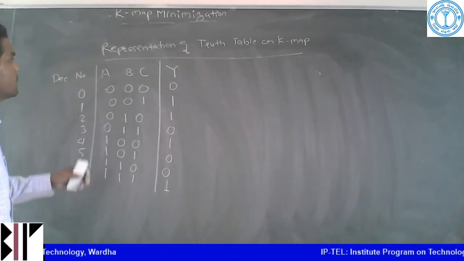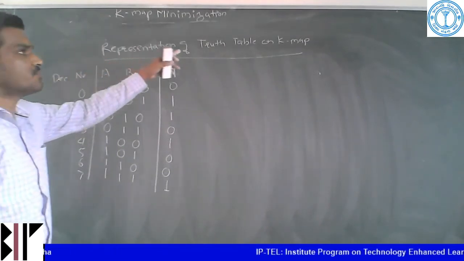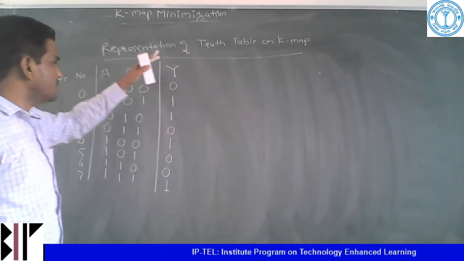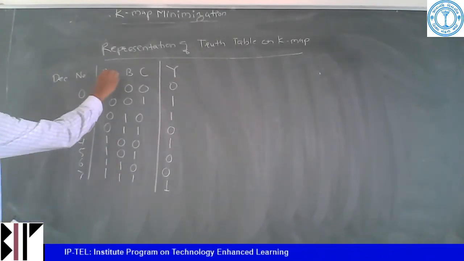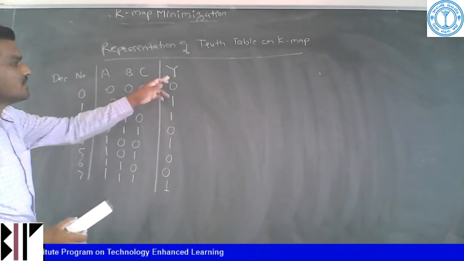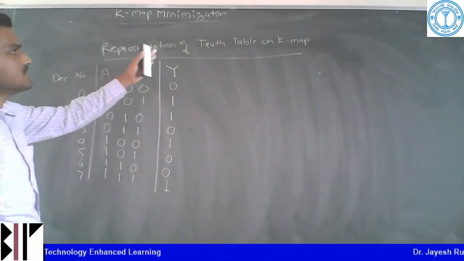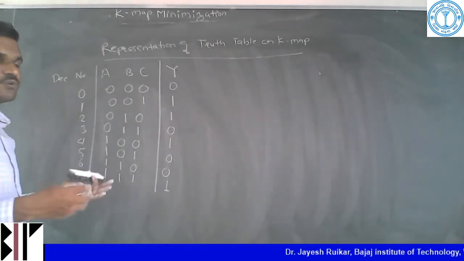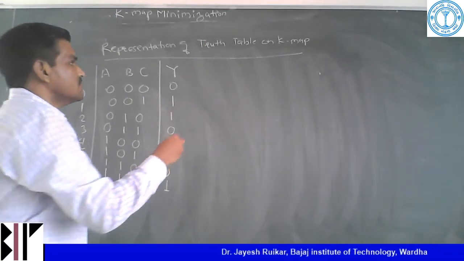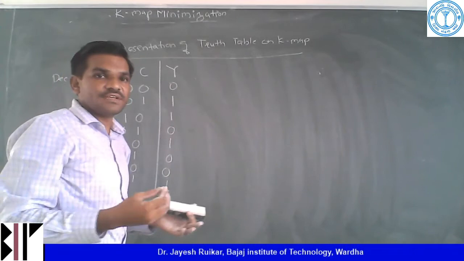Now I will explain to you the representation of a truth table on a K-map. A 3 variable truth table has been given here. A, B, C are the variables, and Y is your output. Now we have to represent this truth table onto a K-map. If you want to represent it in terms of SOP form, 3 variables are there, so a 3 variable K-map is required.